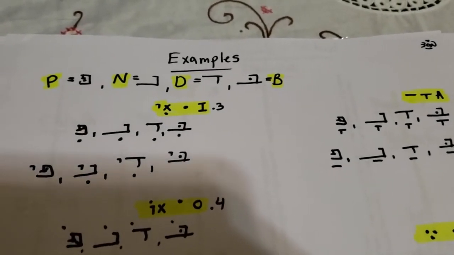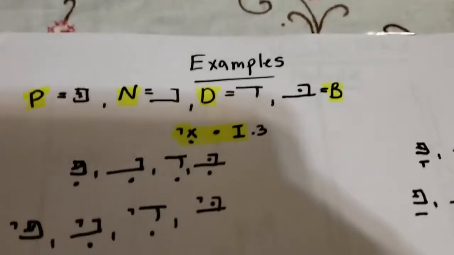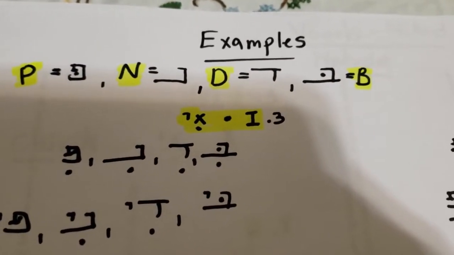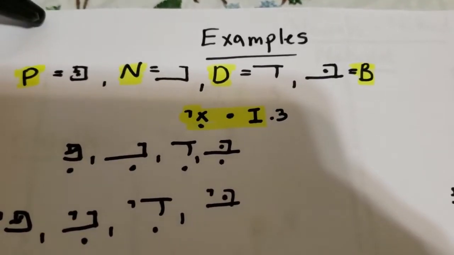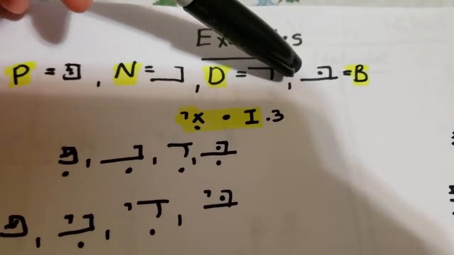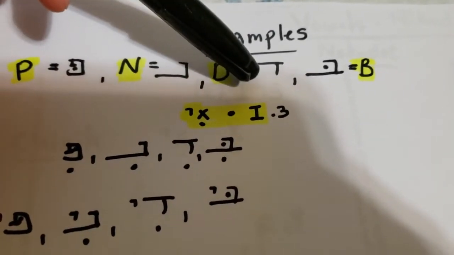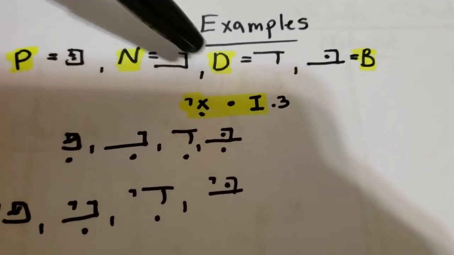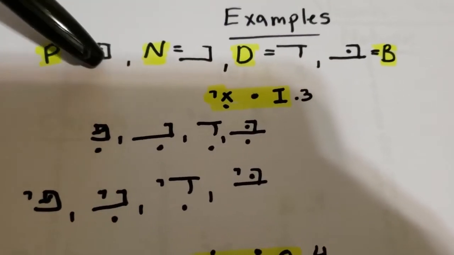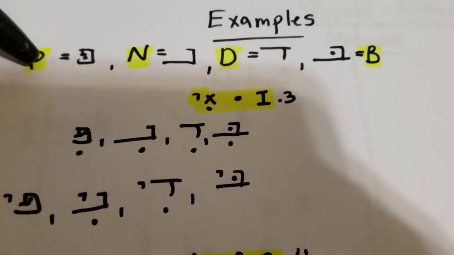So let's have some examples. Before we look into the examples, let's look at the letters that I have here, so you'll know what kind of sound each letter makes. We have 4 letters here. I picked random letters. This letter is bet, which makes the sound of B. This letter is daled, which makes the sound of D. This letter is nun, and makes the sound of N. And this letter is pei, and it makes the sound of P.